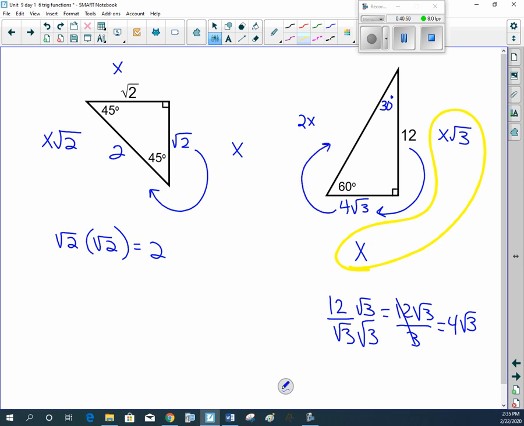Okay, now I want to go to the hypotenuse. Well, it's bigger, so I'm going to multiply. What am I going to multiply by? 2. It's twice the length, so this is 8 root 3.